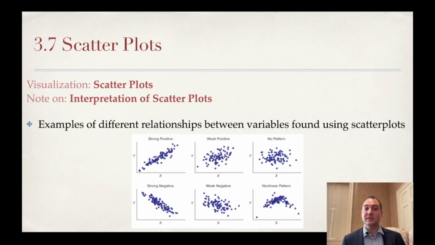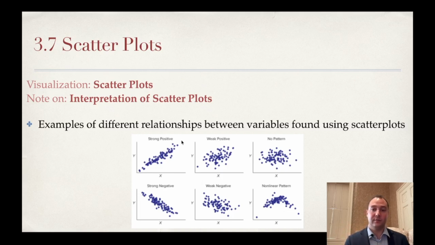All right, here's some examples of different relationships. So you might have a positive relationship. So as x increases, y also increases. In that case, you get a strong positive relationship. Strong is referring to how close the data is. If the data is closer to a line, it means that there's a stronger relationship.